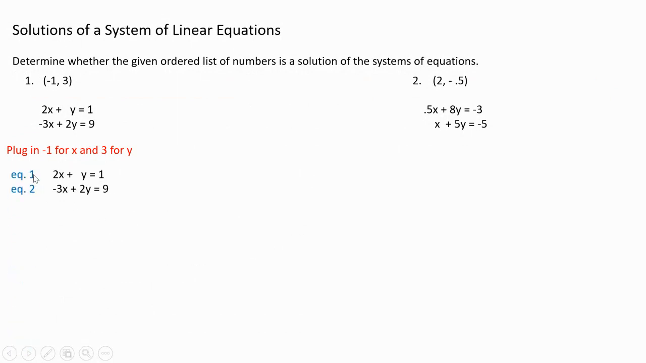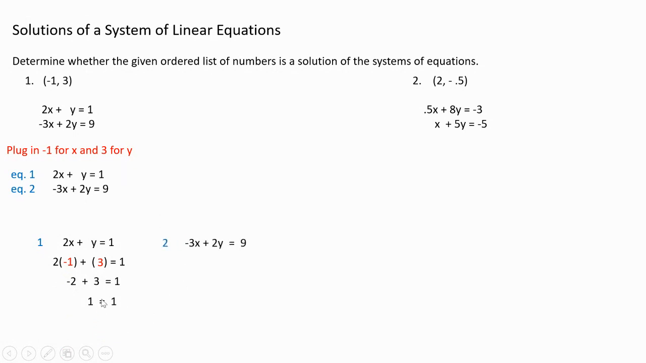When I teach this course, I like to call this equation 1, equation 2. This way, it'll be shorter. I'll just say 1 or 2. So first, I'm going to go to equation number 1, and I'm going to plug in -1 and 3. My x is -1, and my y is 3. Now we get to simplify. So we have -2 plus 3. So 1 equals 1. So this is true.